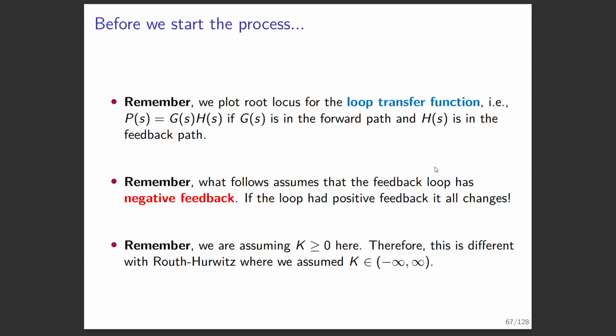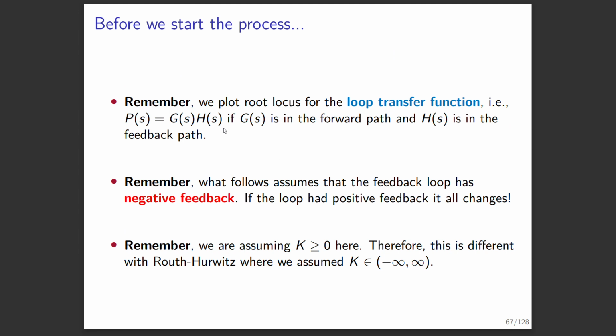Okay, so before we start the process, remember that we plot root locus for the loop transfer function, meaning G times H, and we don't need to find the closed loop system's transfer function. That's the power of root locus.